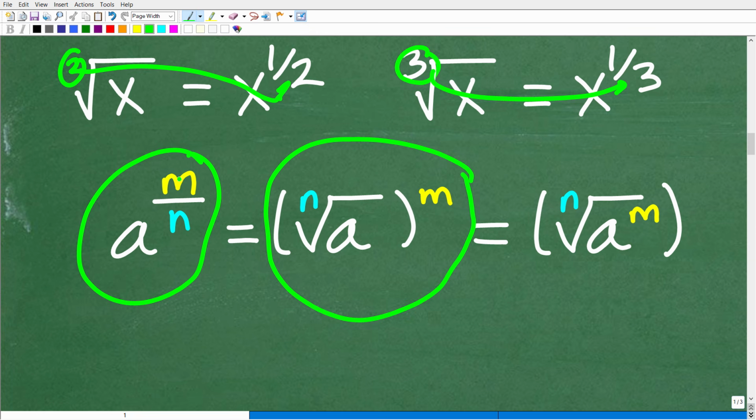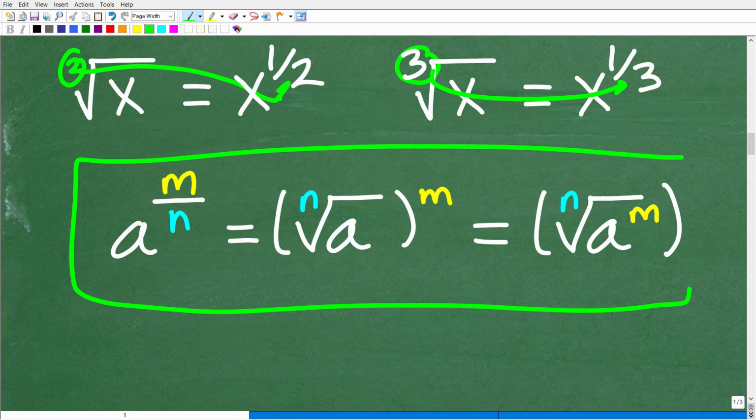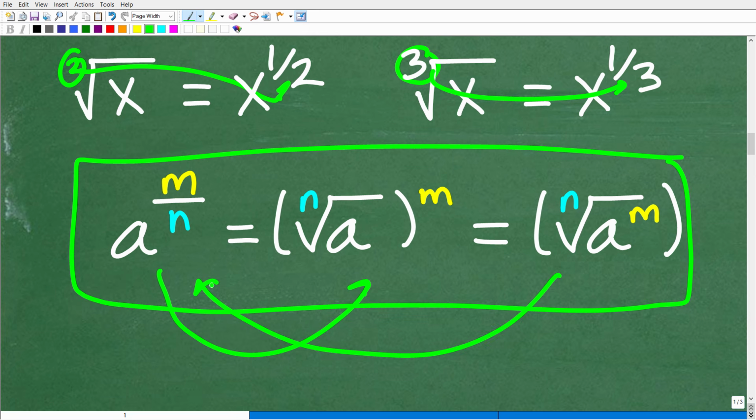So a to the m over n is equal to the nth root of a, all this to the m, or we could write it this way right here, where that m is on the inside. So you really have to pay attention to the details, because all of these are equivalent, and you need to know how to go from this form or this form to this form, etc. Okay, so hopefully this is making some sort of sense.